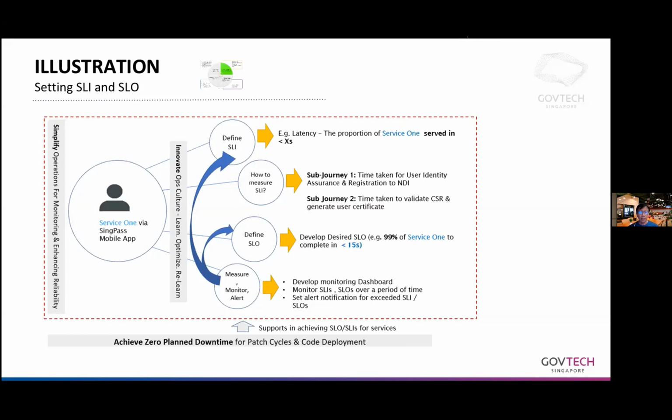We then translate and develop a monitoring dashboard to track this SLI and SLO over a period of time. And again, we continuously monitor the alerts and thresholds that we define, and refine our baseline and SLO regularly. Finally, I'll share one or two screenshots of how we translate our earlier concept into a Grafana dashboard. Next, please, Dono.